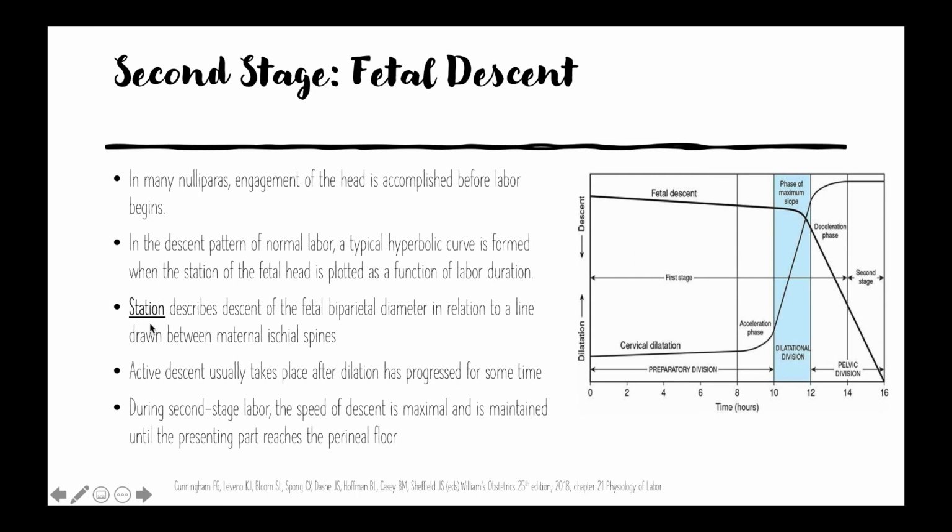Station is the term that we use to describe descent of the fetal biparietal diameter or the fetal presenting part in relation to a line drawn between the maternal ischial spines. So station 0 means that the fetal biparietal diameter has passed the level of the maternal ischial spines. Active descent usually takes place after dilatation has progressed for some time, and during the second stage of labor, the speed of descent is maximal and is maintained until the presenting part of the fetus reaches the perineal floor.